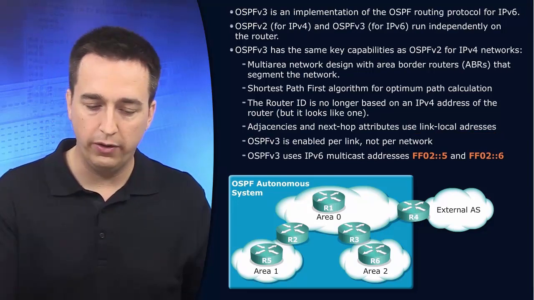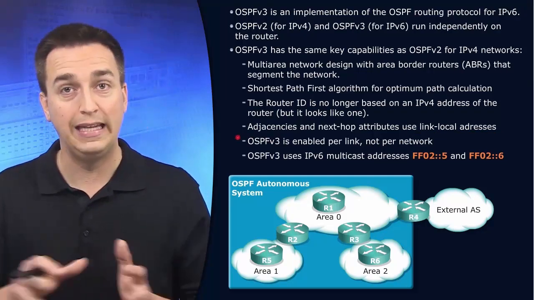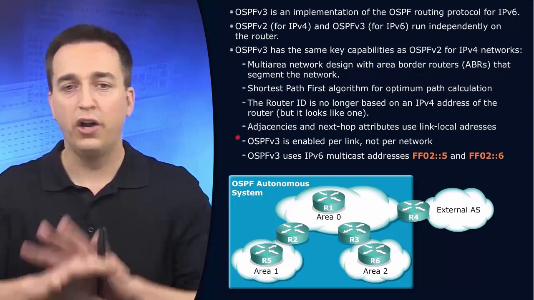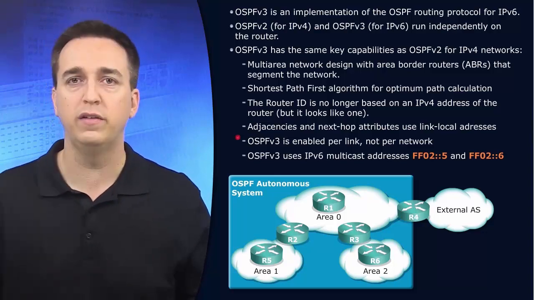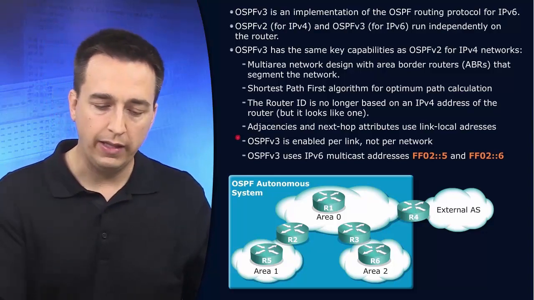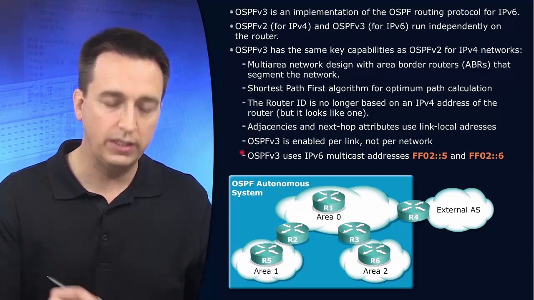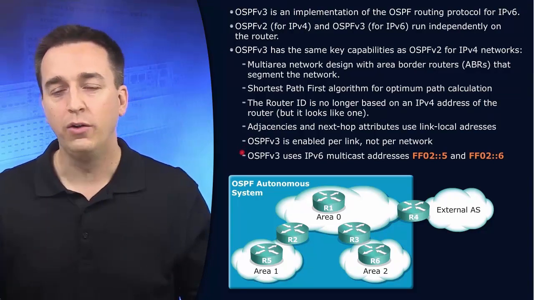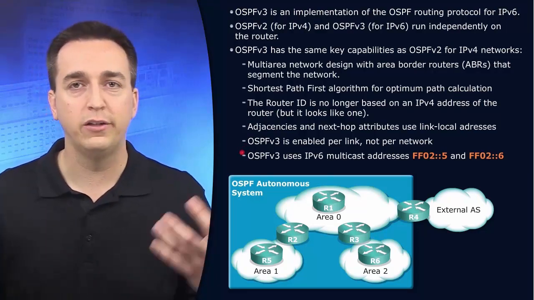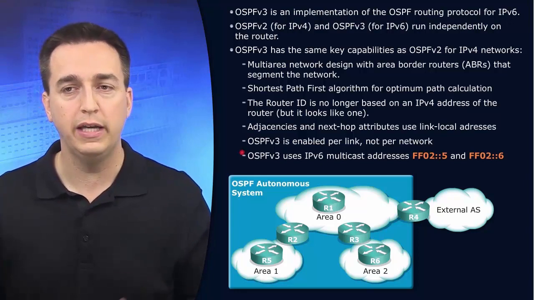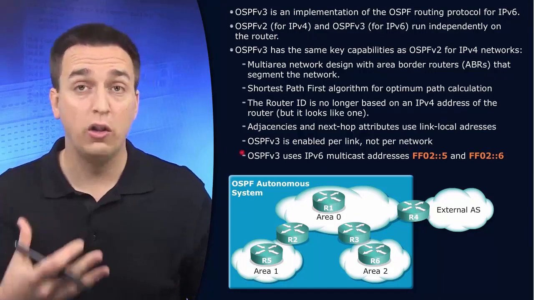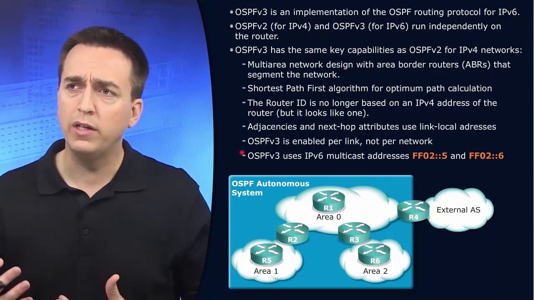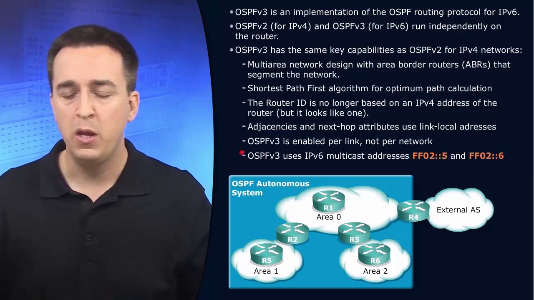So keep that in mind as we're going through our discussion here. We will be enabling OSPFv3 on a link-by-link basis, so we no longer use the network command to enable OSPFv3 on a whole bunch of interfaces at the same time. You go to those interfaces, you enable it one by one. And lastly, we are using different multicast addresses with OSPFv3 than we did with OSPFv2. With OSPFv2, we had the 224.0.0.5, which was the all OSPF routers multicast address, and then we had 224.0.0.6, which was the designated router, backup designated router multicast address.